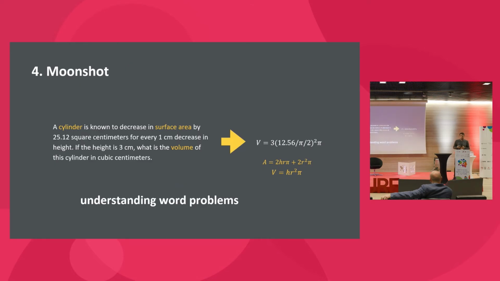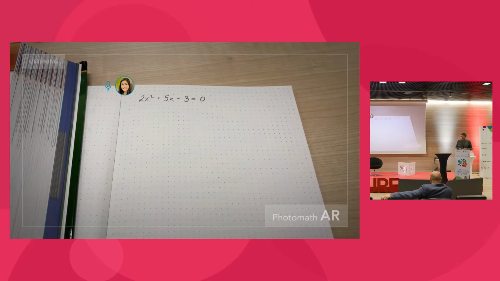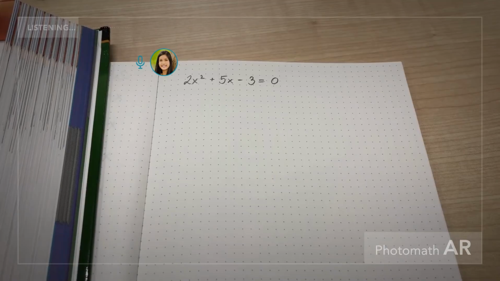And the last stream is Moonshot, and one of the challenges we have in the Moonshot stream is understanding word problems. So the input is a textual representation of a word problem, and we want to extract all the data from it and structure it so we can put it into our solver. I prepared another video, and that is one vision of how Photomath can look in the future.